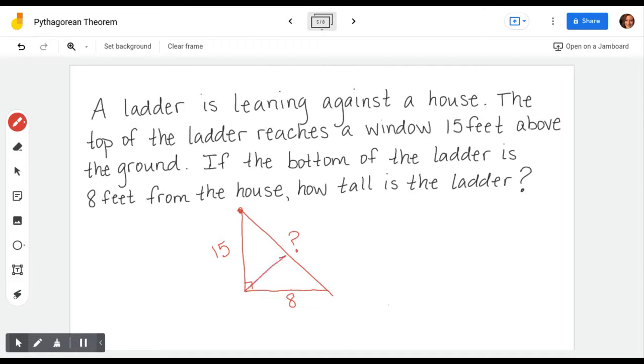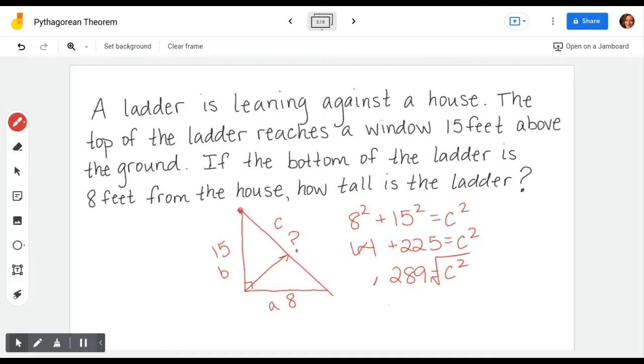I know that ladder is the hypotenuse. That's my C. So one of these is A, one of them is B. It doesn't really matter. Just pick. I'm going to do 8 squared plus 15 squared equals C squared. So that's 64 plus 225 equals C squared. Add those together, you get 289. But you don't want C squared, you want C. So we're going to take the square root, and the square root of 289 is 17. That ladder is 17 feet tall.